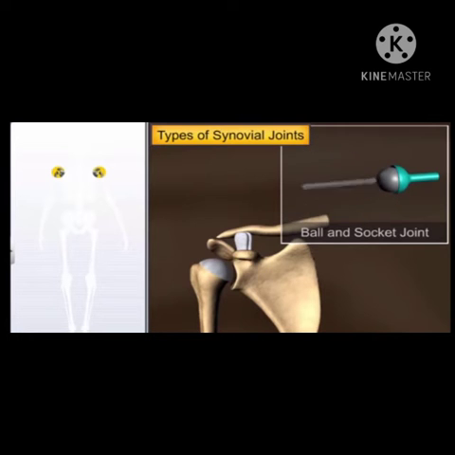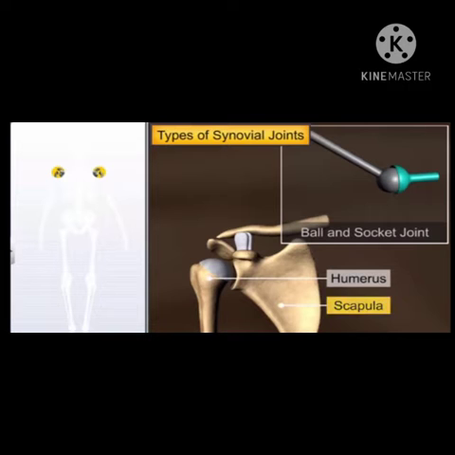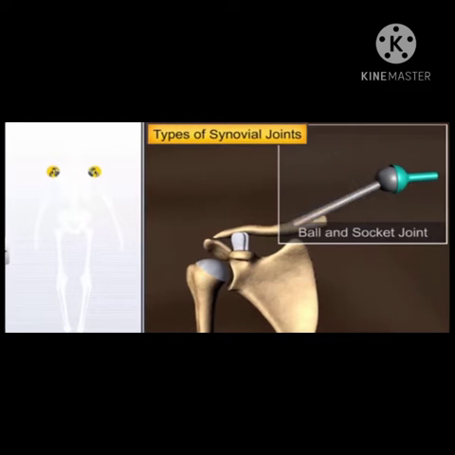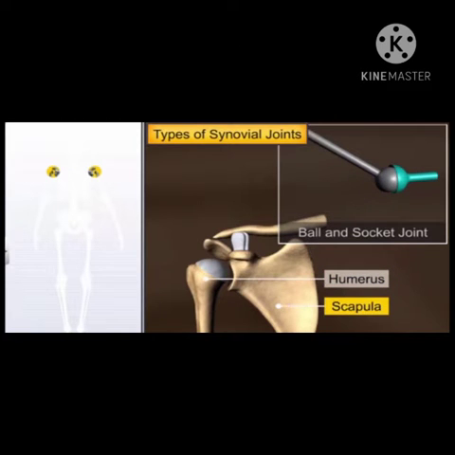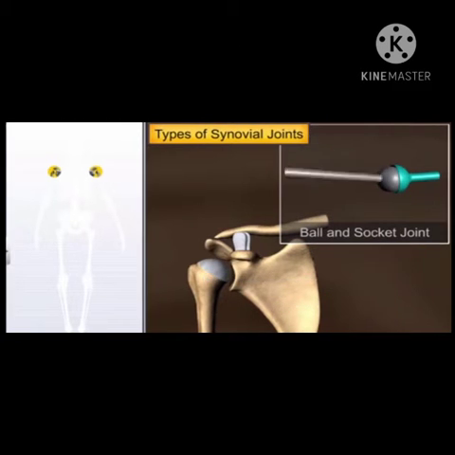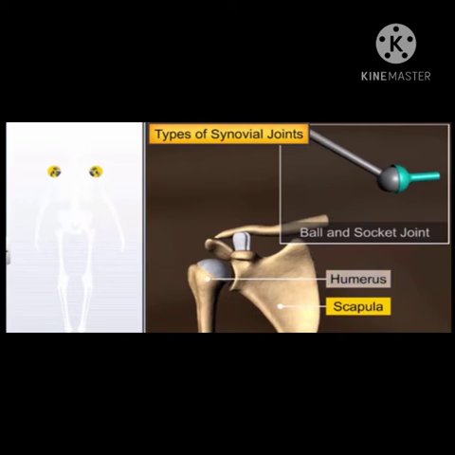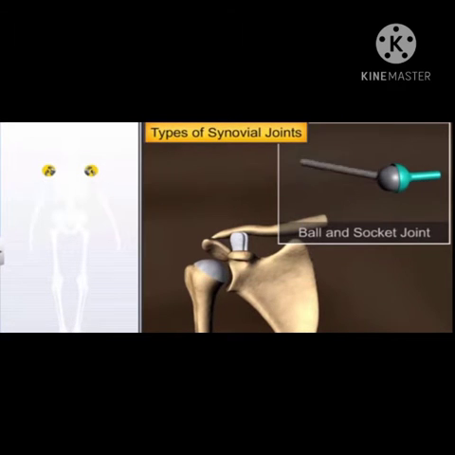An example is your shoulder joint, where it is present between the head of your humerus and the socket of the glenoid cavity of your pectoral girdle. And it is also present in your hip joint between the ball or head of your femur and the socket of your pelvic girdle. And because of this type of joint, you can easily move your hand and leg in all directions.